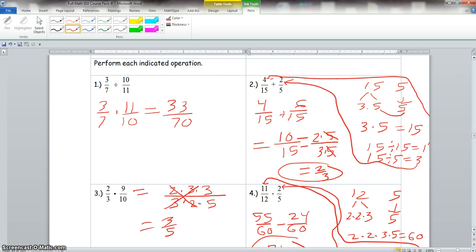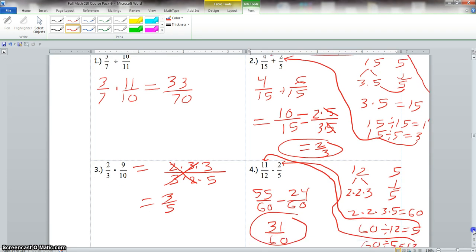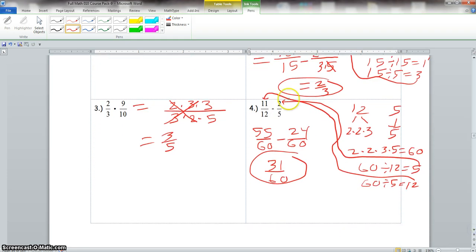Now we come down here to problem number 4. Problem number 4, we find the prime factorization of 12 and the prime factorization of 5. Now if you notice, they have nothing in common here, so you multiply all of the factors. 2 times 2 is 4, times 3 is 12, times 5 is 60. Now we take the new denominator, which is 60, divided by the old denominator. 60 divided by 12 is 5.